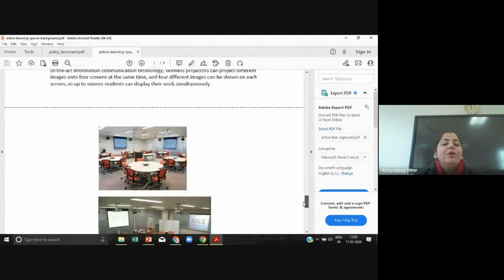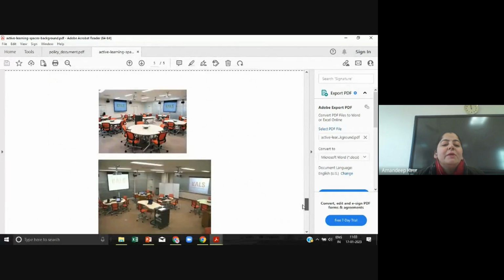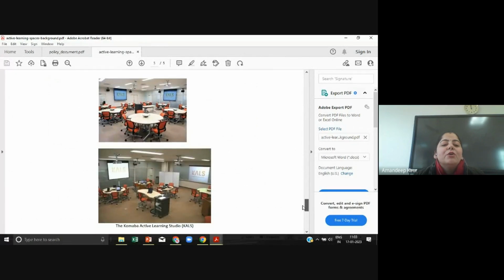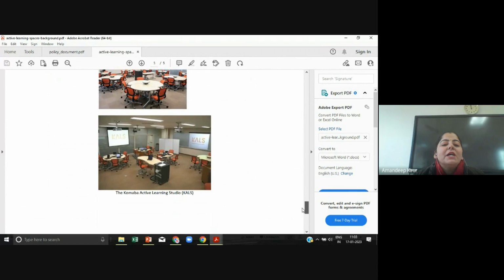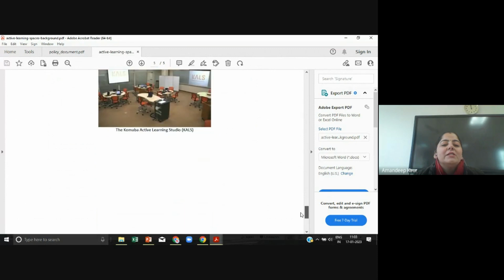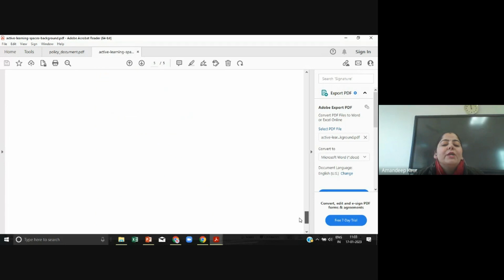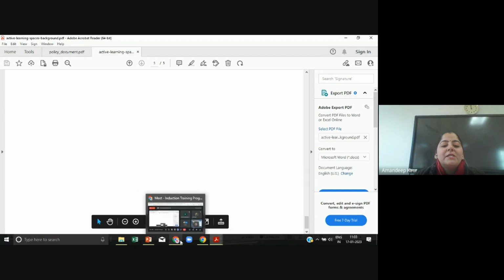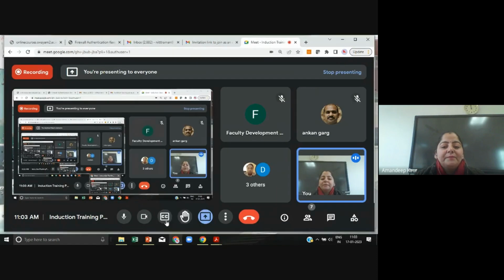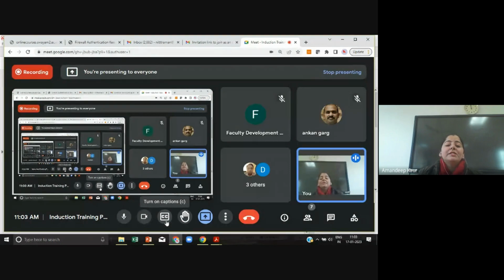At the University of Tokyo, the same kind of seating arrangement has been created. It is a group-based or team-based activity classroom, created as an active learning studio at the University of Tokyo. So these are a few examples of the learning spaces that different universities have been able to create.